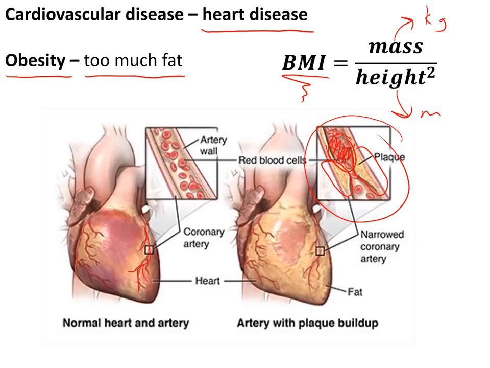Now, if that happens, the area of heart downstream from that blood vessel stops getting enough nutrients and oxygen, and it can die and stop beating. And that's what a heart attack is. And if the heart attack happens, the heart stops beating, the rest of the body stops getting the oxygen and nutrients it needs, and death can happen very quickly.